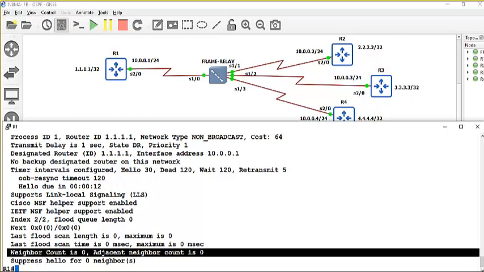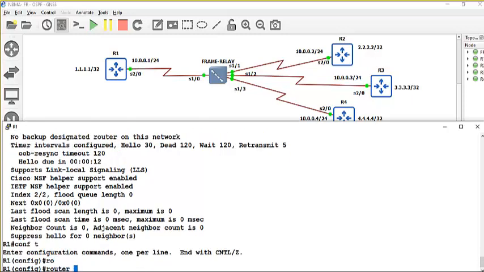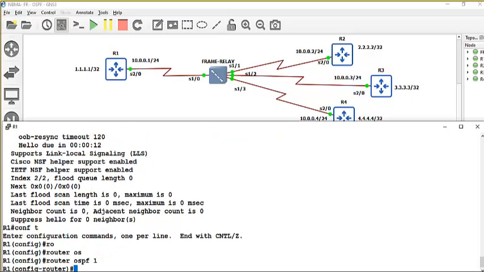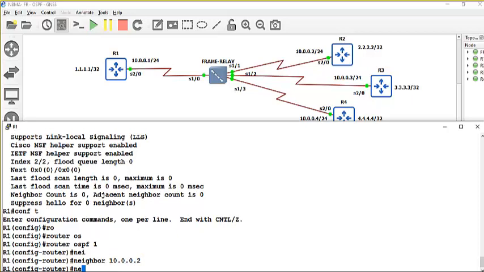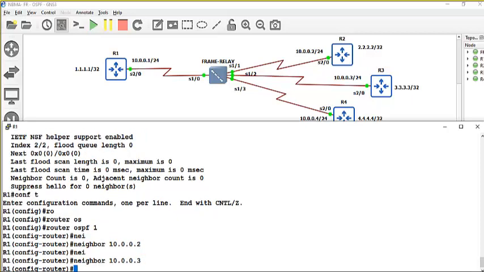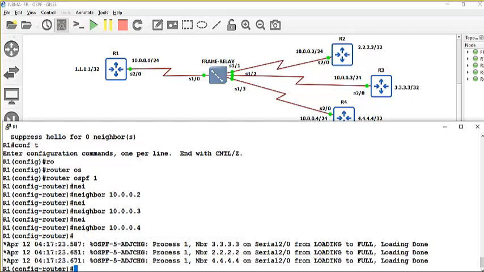No neighbors. So in order to have a neighbor, as our Shivaram said, I have to configure neighbor manually like this. Router ospf 1, neighbor 10.0.0.2, neighbor 10.0.0.3, neighbor 10.0.0.4. Actually, if you do it on one side, it will work. See, it goes from loading to full, the neighbor has come, but it will be abnormal. It won't behave normally. So you need to do it on either side.